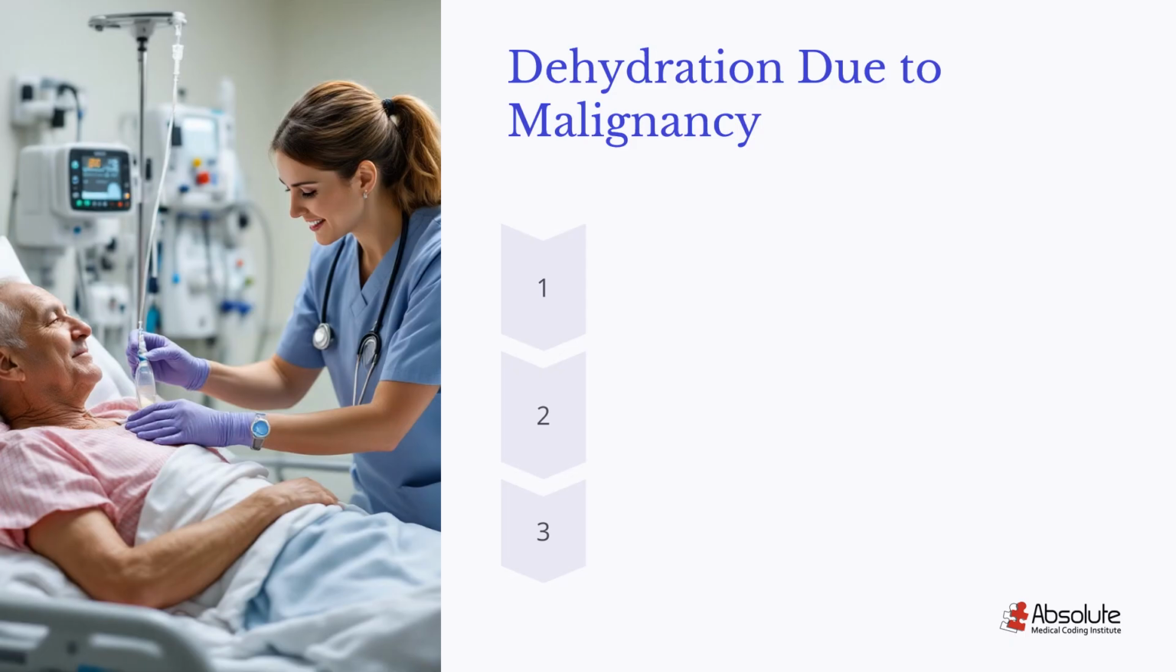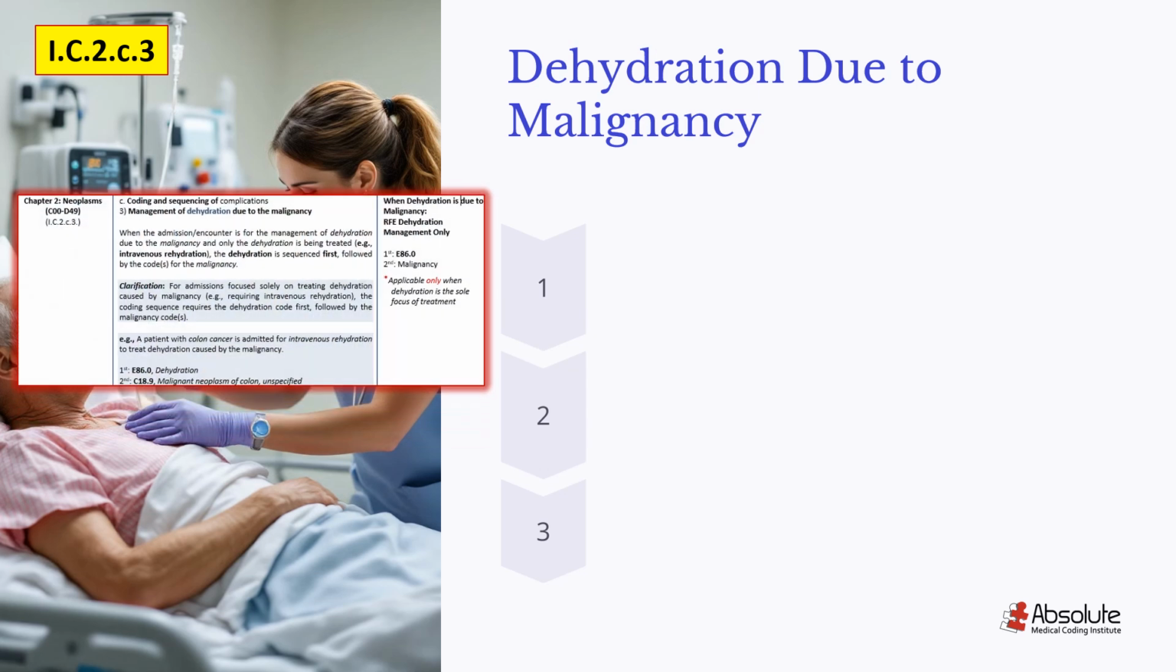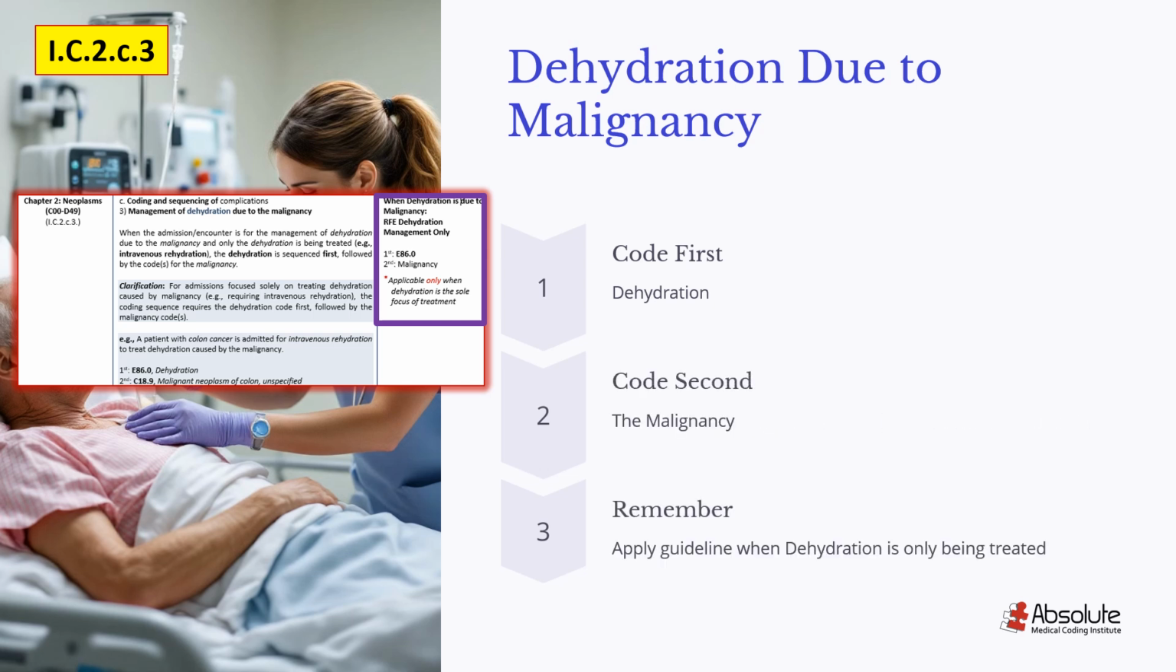And this complication is some patients develop dehydration due to malignancy as well. And we're going to reference guideline IC2C3. This guideline says when dehydration is due to the malignancy, you're going to sequence first dehydration, second, the malignancy. And remember, apply the guideline when dehydration is only being treated. So you're going to see in the documentation maybe rehydration treatment. That's very common. All right, coders, let's continue.